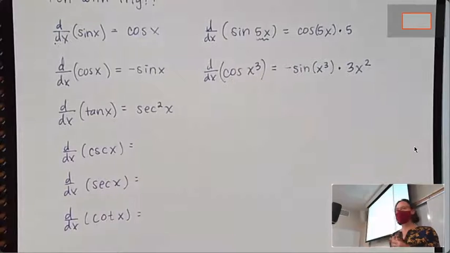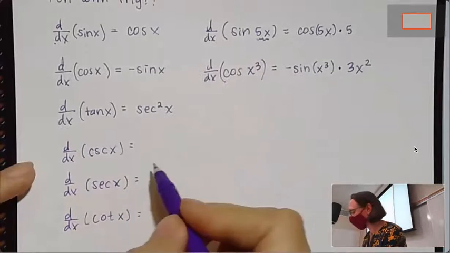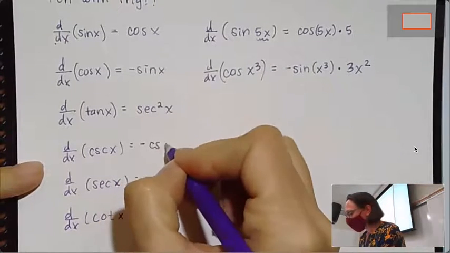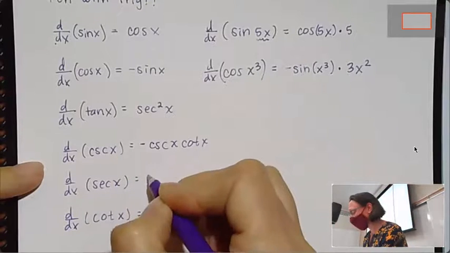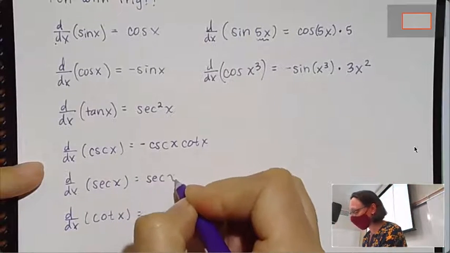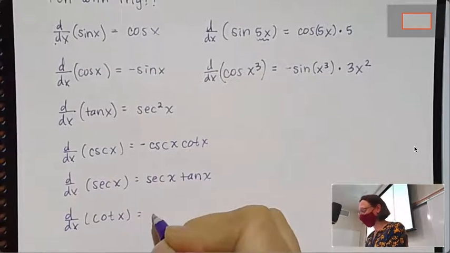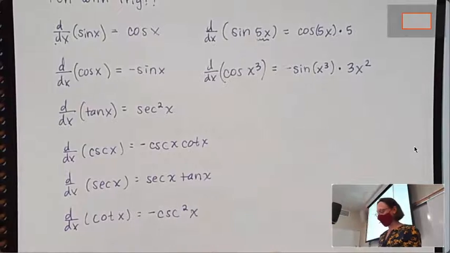Now, the whole reason that I'm reviewing derivatives is because we're about to start doing this backwards and finding antiderivatives. But the derivative of cosecant of x is negative cosecant of x cotangent of x. And the derivative of secant is secant of x times tangent of x. And the derivative of cotangent is negative cosecant squared x.